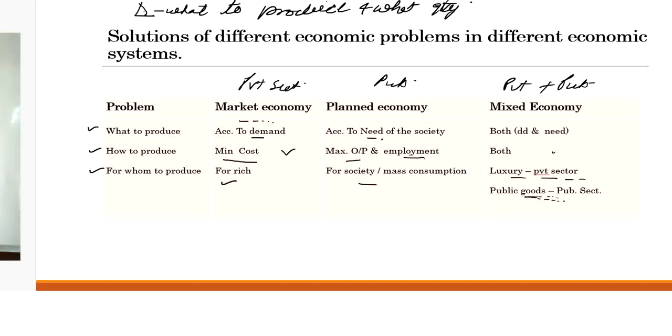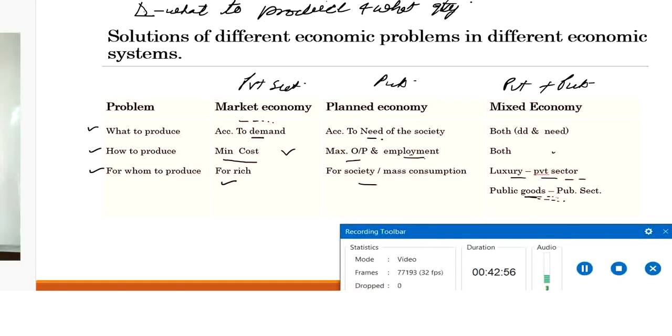So students, these were the different solutions provided by the different economic systems. And according to these solutions, we have to make the choice of which kind of economic system will be suitable for us. So it was about the production possibility curve, how it is used to analyze different economic problems and how different economic problems are solved under different economic systems.